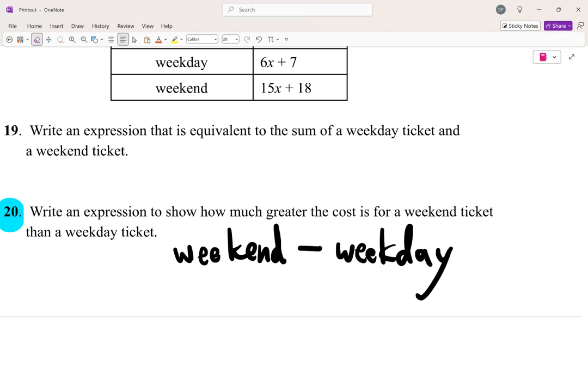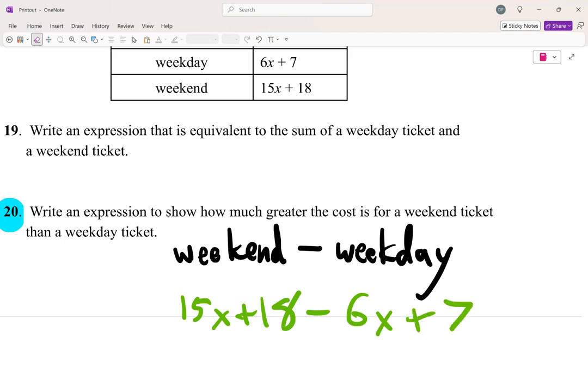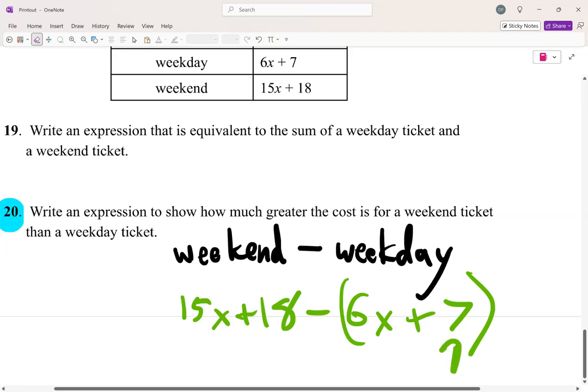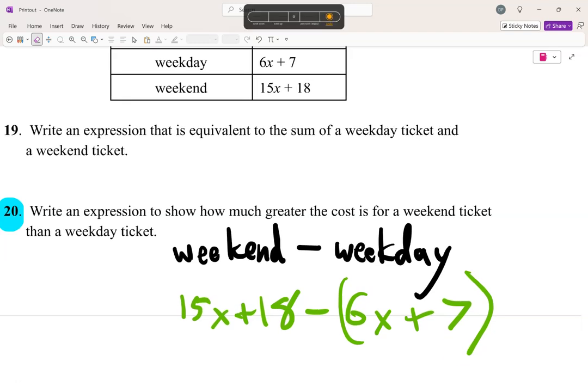So if it's weekend minus weekday, I just start with weekend. 15x plus 18 minus 6x plus 7. Okay, I'm tricking you. How did I mess up? That's wrong. Nobody knows what's wrong? Parentheses. Very good. If you don't have parentheses here, then you would have the wrong amount in there for 7. So don't forget these parentheses.